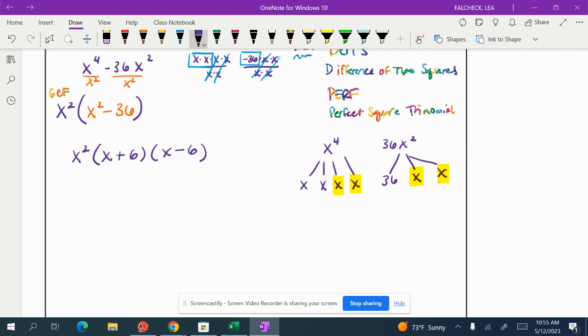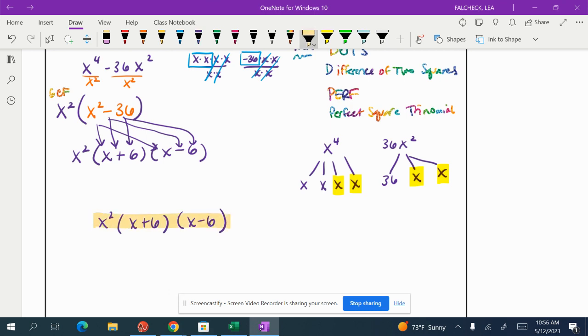So I find the square root of this and the square root of this. The square root of x squared goes here and here. Since there's a minus sign here, we have to do two different signs inside the parentheses, and then the constant is going to be the square root of the perfect square that's listed second. So our answer is going to be x squared times x plus 6 times x minus 6, and that would be my factored completely answer.